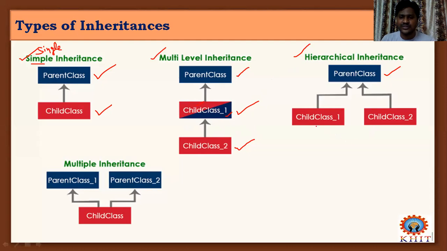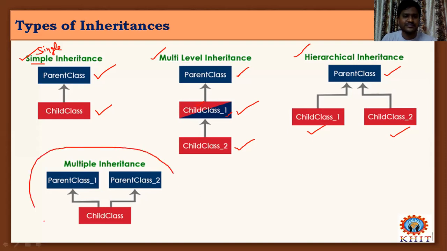The next type of inheritance is hierarchical inheritance, where one parent class has two child classes. Two child classes extend one single class's properties. The parent class properties are extended to two different child classes, child class 1 and child class 2. So this is also a possible type of inheritance in the Java language, and we will see some example programs also.